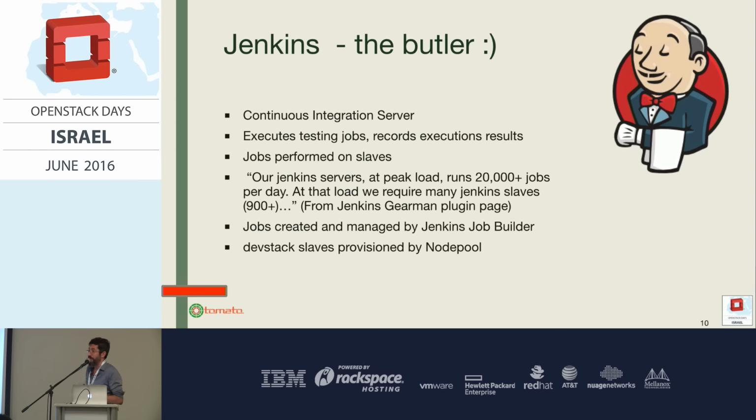Now, the Jenkins used for OpenStack is not the nice, cute little user-friendly GUI Jenkins that some of us know. It's a monster. From the Jenkins Gerrit plugin documentation, it has more than 20,000 jobs and sometimes more than 900 slaves, which is certainly beyond anything that the regular Jenkins use case is meant for. So what that brought into the picture is the need for more Jenkins masters.